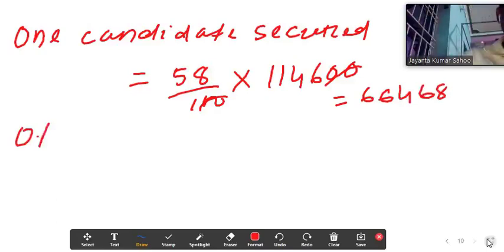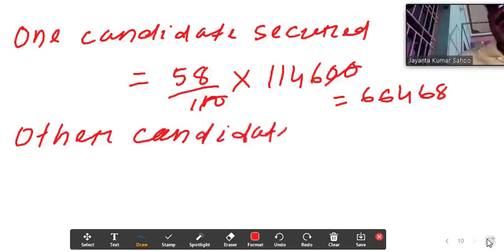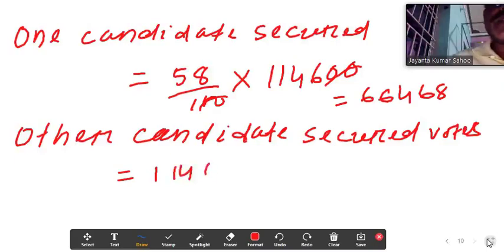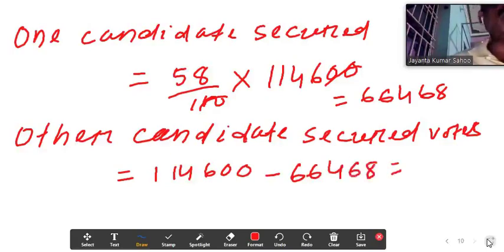So the other candidate secured votes equal to the total, 1,14,600, minus what one candidate got, 66,468, equal to 48,132. This is the answer.